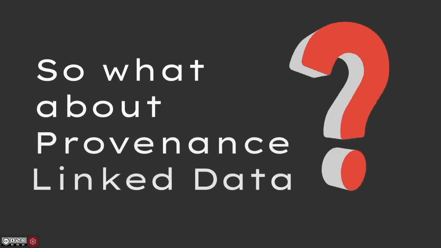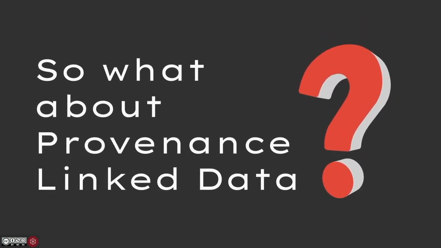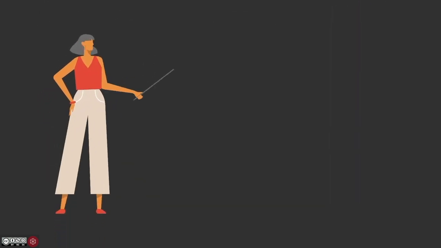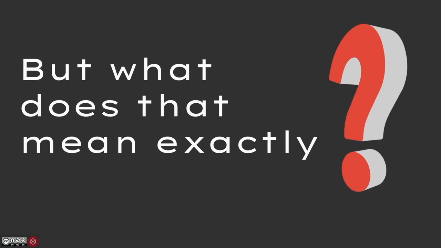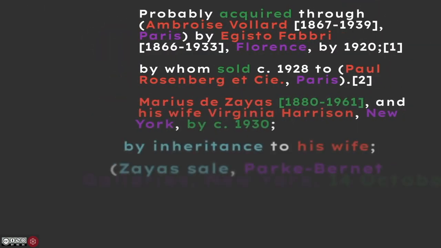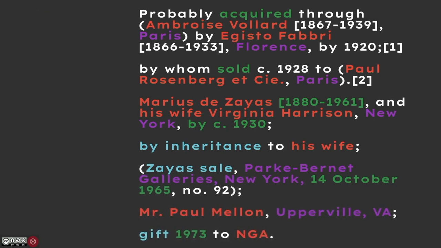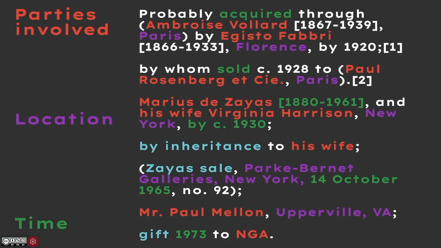So what about provenance-linked data then? We here at the Provenance Lab are producing linked data from provenance information. But what does that mean exactly? It means that every provenance event, including the information contained within it, from the parties involved to its location and time, are uniquely identified and linked.